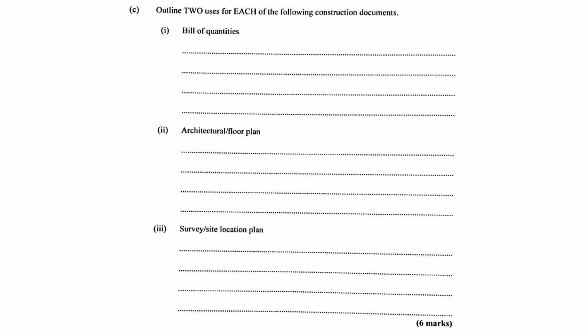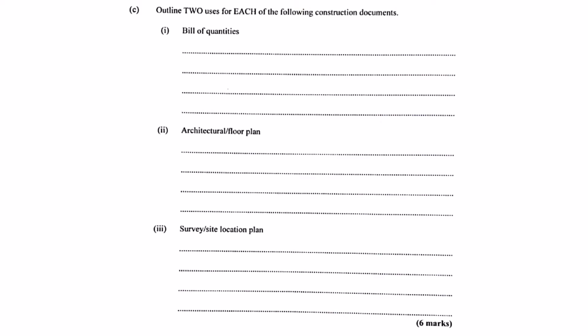The architectural or floor plan is really the main guide for the teams on site. It shows the exact layout of every room, all the precise dimensions, where walls go up, where doors and windows are installed, where fixtures are placed. It's the core blueprint for actually building the structure.